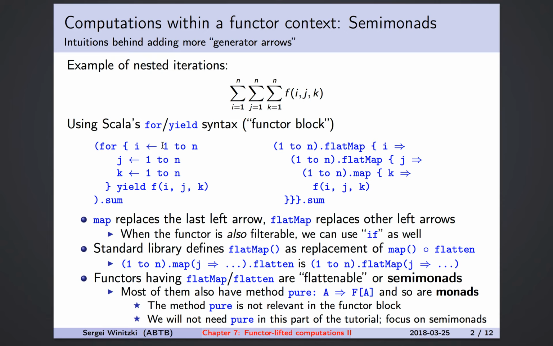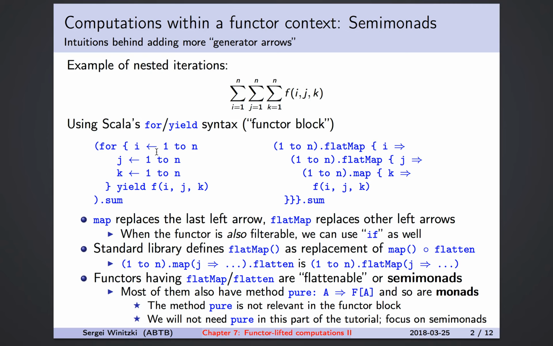i goes over this sequence from 1 to n, j also goes over the same sequence, and k goes over the same sequence, and they all go independently. So for each i, j goes over all of these, and for each i and j, k goes over all of this. And in the yield expression, we compute this function f that we're supposed to compute here, and the result of this sub-expression up to this parenthesis is a large list of all values of f for each choice of i, j, and k. And then we take a sum of this large list. So that computes the sum in this expression.